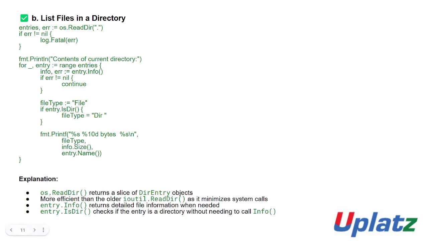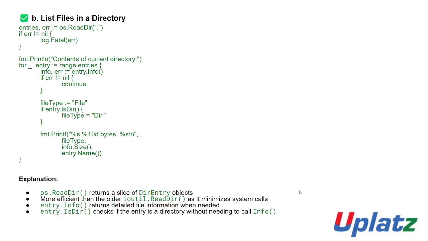Okay. ReadDir. Where is ReadDir? Here. It is more efficient than the older ioutil.ReadDir, as it minimizes system calls. The entry.Info function returns detailed file information when needed, and entry.IsDir checks if the entry is a directory without needing to call Info.